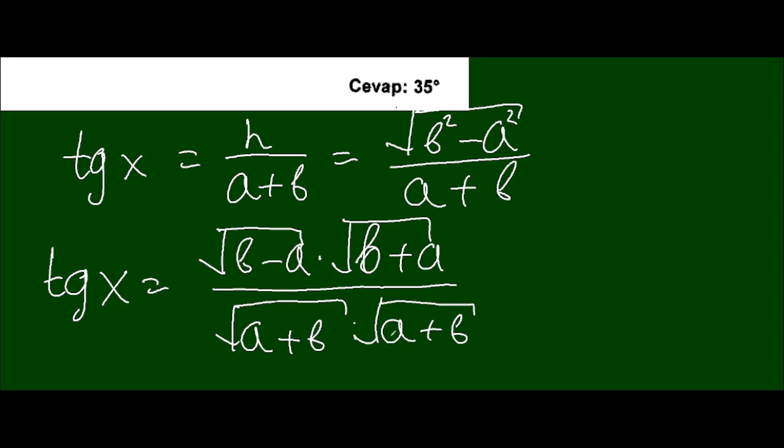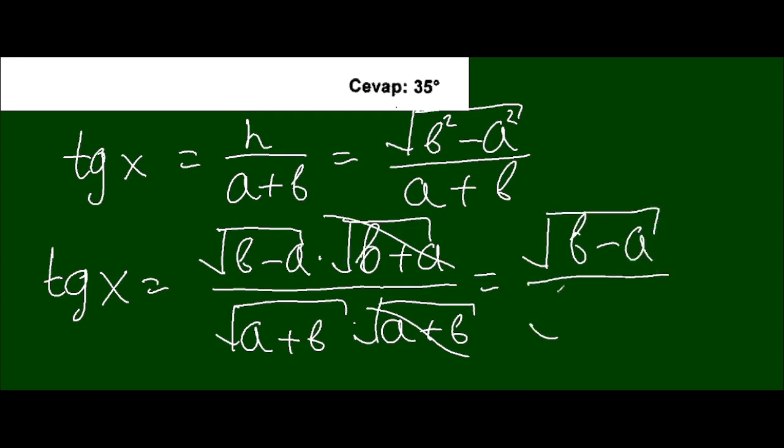So this expression will give us a plus b. We can cancel now here, and we'll get the square root of b minus a over the square root of b plus a.